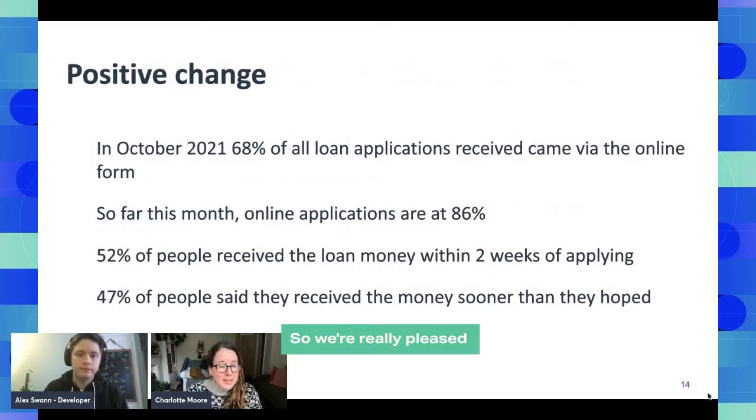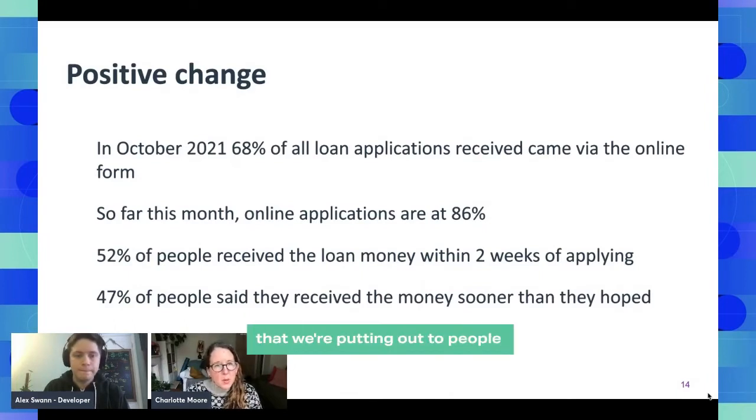So we're really pleased that the loan form went live in September of this year. We've been looking at the stats over the last couple of days. In October, 68% of all of the loan applications came via the online form. We're getting lots of positive feedback about people finding it easier, support workers too. And in November, at this stage, we're looking at 86% of the loan applications that come in so far are on the online form. So it really seems to be taken up.